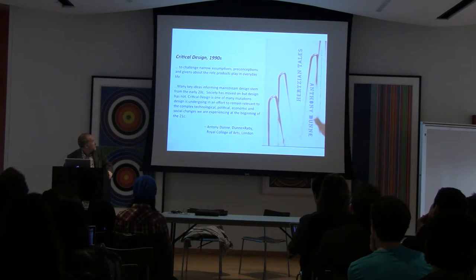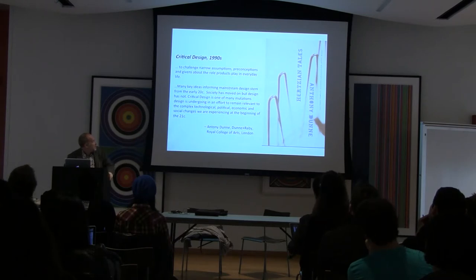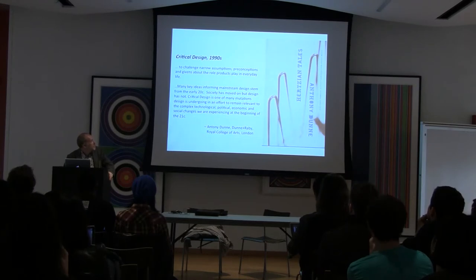belongs really to this person, Anthony Dunne, or Tony Dunne, who is a partner with Dunne and Raby, and they've been teaching together at the Royal College of Art for quite many years. He wrote the book Hertzian Tales, which is in fact in your readings for this week, so you will have a chance to look at some parts of his discourse. Further on in the lecture, we actually are going to look at their work.